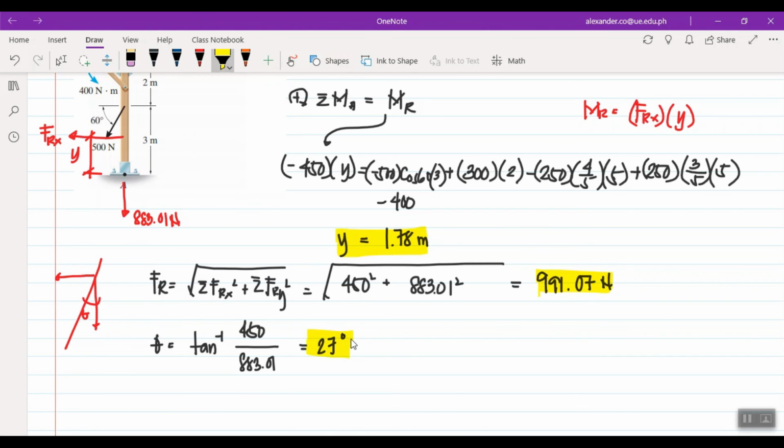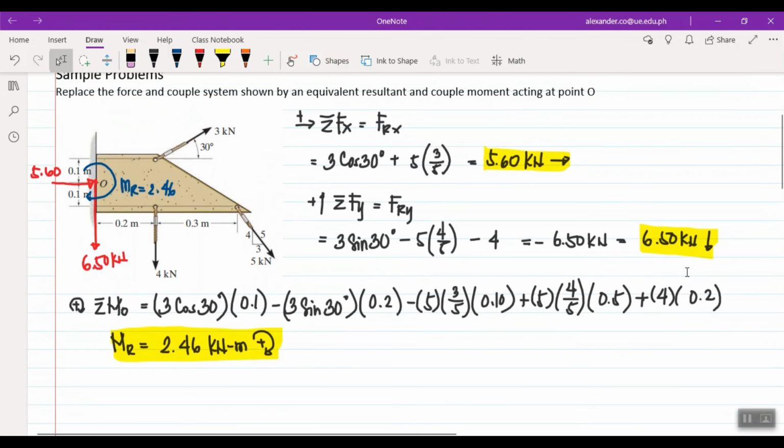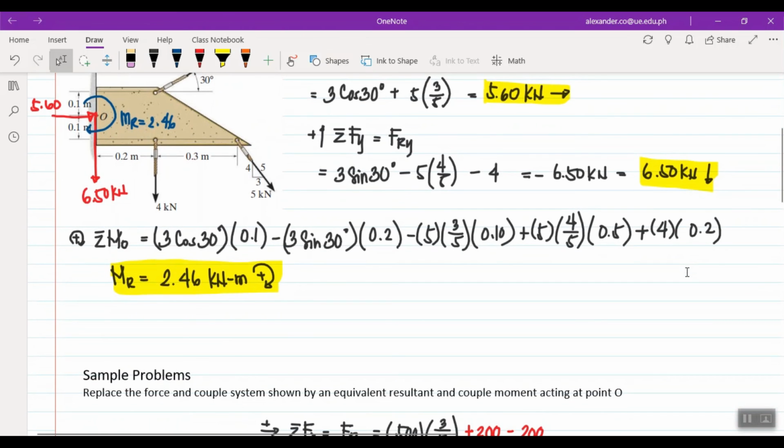So, balikan natin yung problem 1 and 2. Kung tatanungin din yung resultant, kukunin na natin yung resultant.